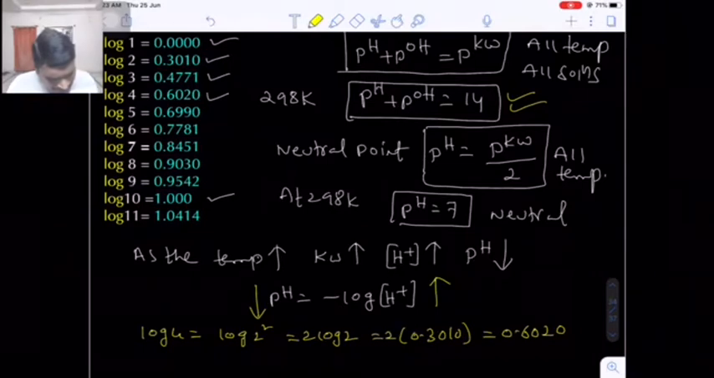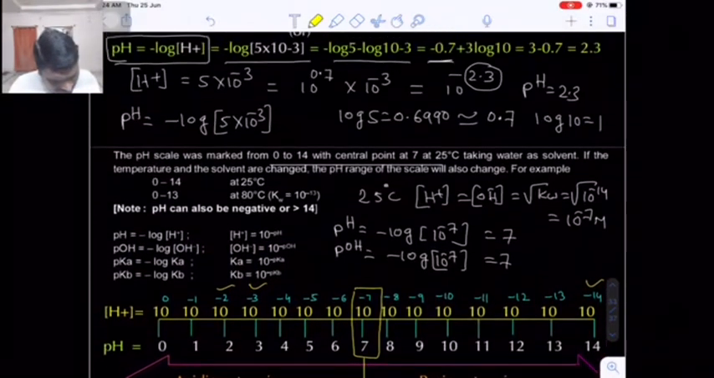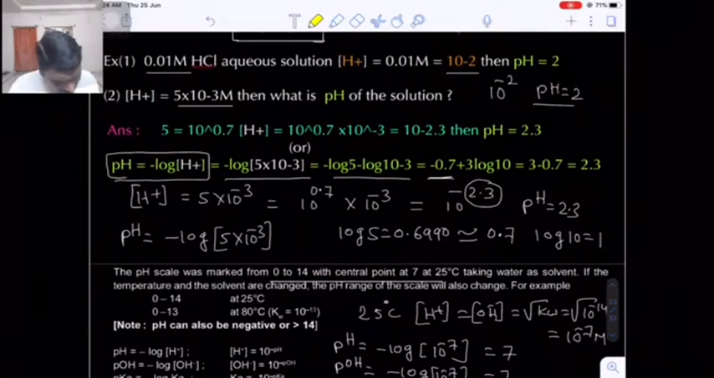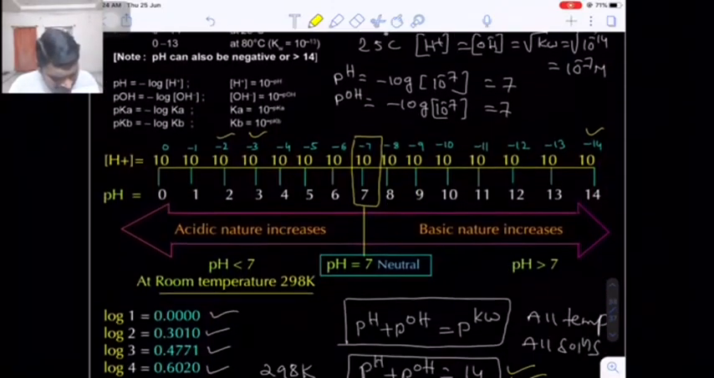Okay. Now log 5 value is 0.6990. Approximately, shall I take 0.7? Log 5 value is 0.7. So in the previous question, I am taking the 5 value as 10 to the power 0.7. How is it possible?